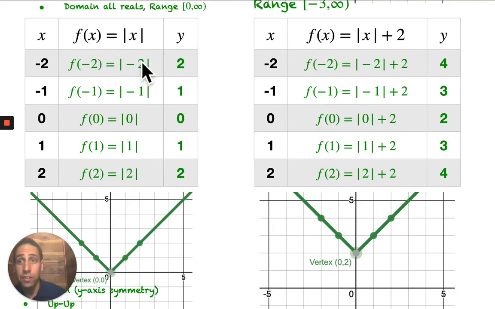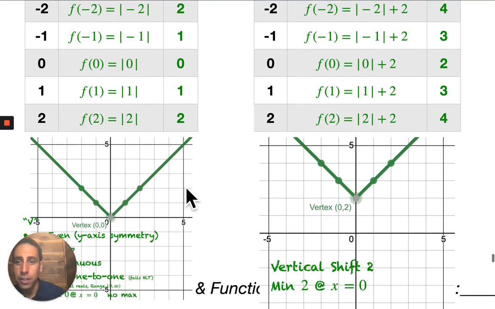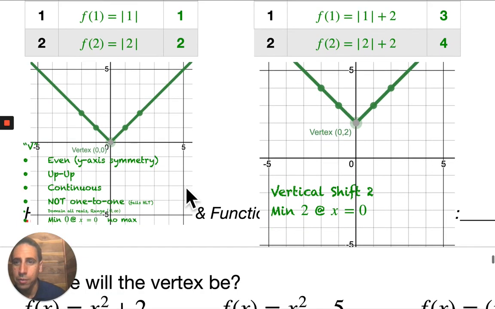So if the rule is take the absolute value of the input, then this is what the outputs are. Each row corresponds to a point, and when you graph them, this is what it looks like. The shape of this, we'll call it a V, and it has even symmetry. It is an even function because it has y-axis reflectional symmetry right here. It is up, up. It is continuous. It is not one-to-one. For the same reason, it fails the horizontal line test.